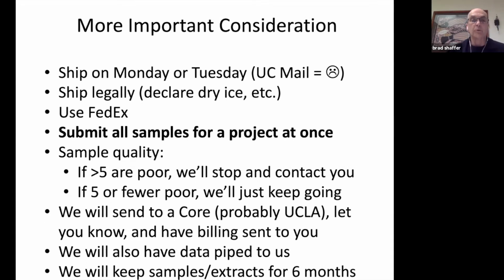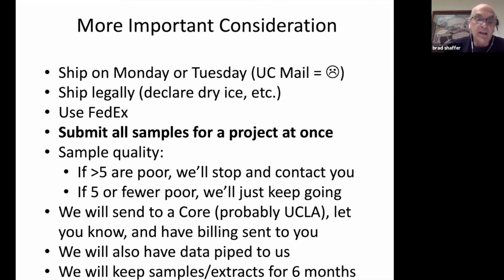Some other important considerations. First of all, if you're going to ship stuff to the mini core, ship it on a Monday or a Tuesday of a week that doesn't have a holiday. We all know, at least all of us in the University of California, that the University of California mail system, even FedEx, falls apart on weekends. People aren't around. It just doesn't work. If you ship it on Monday or Tuesday, overnight, we'll get it Tuesday or Wednesday. That gives us plenty of time in case there's a delay and it has to go an extra day and we don't hit a weekend.